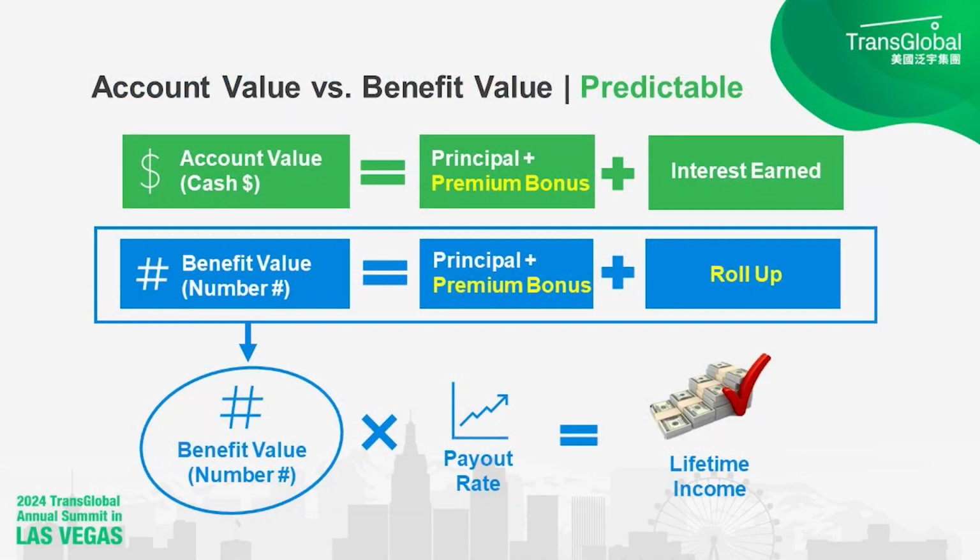Today we're going to talk about the annuity update. We are going to start with some review for the predictable, which is the guaranteed type of income annuity. Let's review this real quick. An annuity has two values: one is the account value, also called the accumulation value, and the other is the benefit value, which is the income base. That is the base to calculate your income.